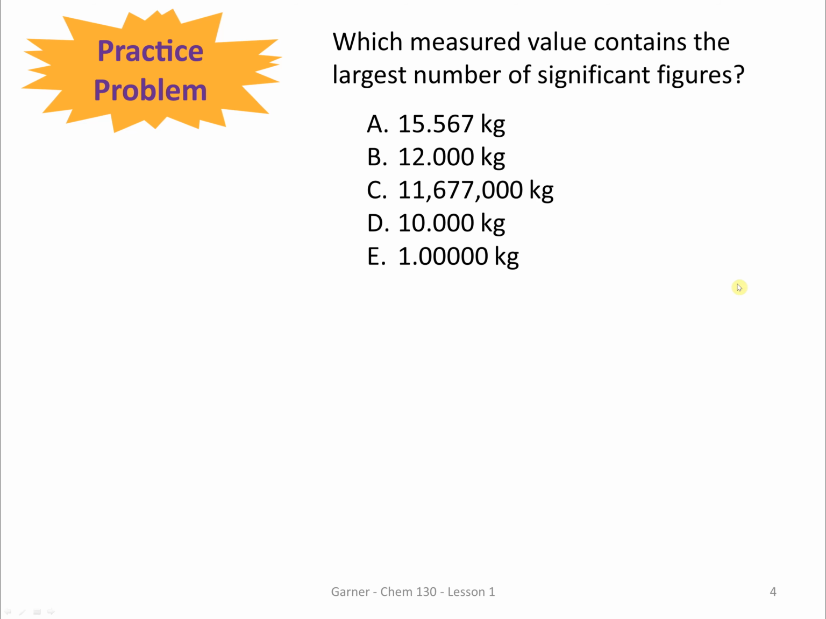All right, so we're being asked in this problem, which of these measured values contains the largest number of significant figures? So we're just going to apply the rules that we just saw on that last slide. So let's look at these one at a time. If I look at choice A here, I see that this value has 5 non-zero digits. So remember, all non-zero digits are going to be significant. So that means that choice A, it's going to contain 5 significant digits. All 5 of those non-zero digits are significant, so we have 5 sig figs here.